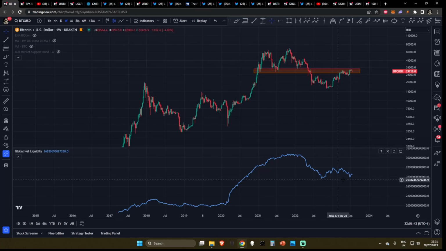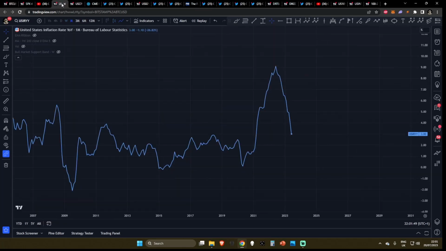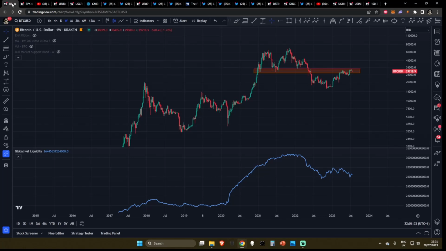We're very close to making new all-time lows for global net liquidity, and as we do see the CPI come up, which will probably cause the Fed to raise the interest rates, this will have a crippling effect on global net liquidity and the prices of assets throughout 2023 and maybe into 2024.